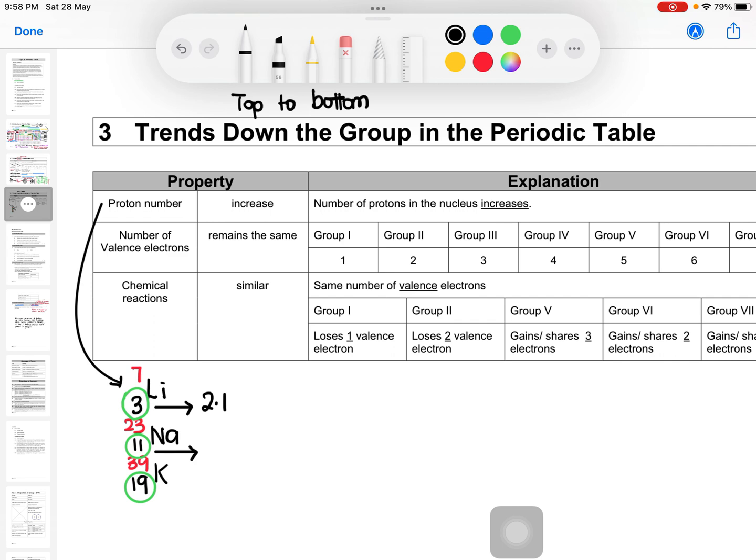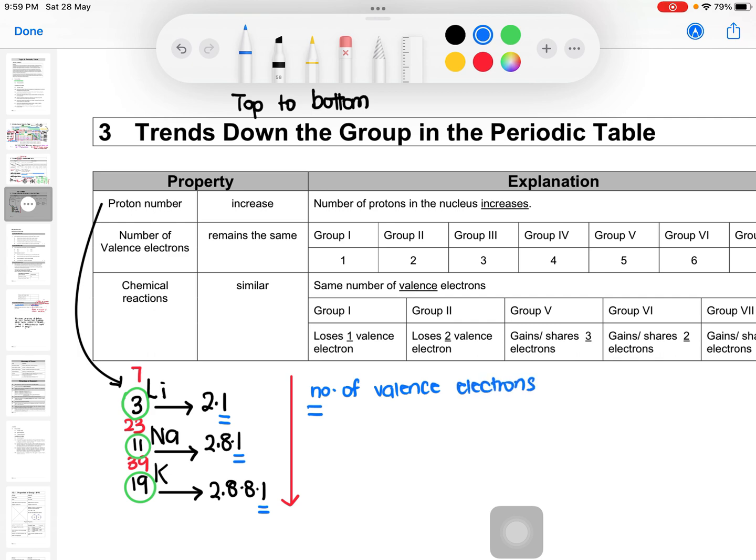11 means that it will be 2.8.1. 19 will be 2.8.8.1. So as you move down from top to bottom, the number of valence electrons remains the same. The underlined number shows that the number of valence electrons remains the same moving down the group. The example of this is here.